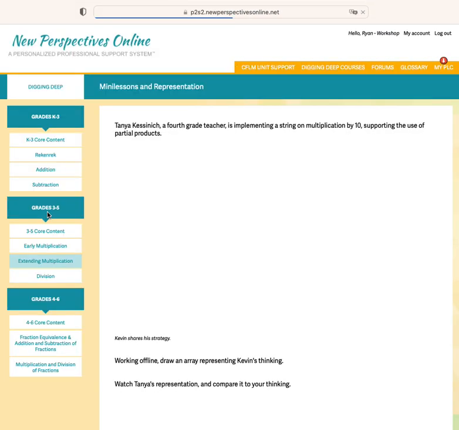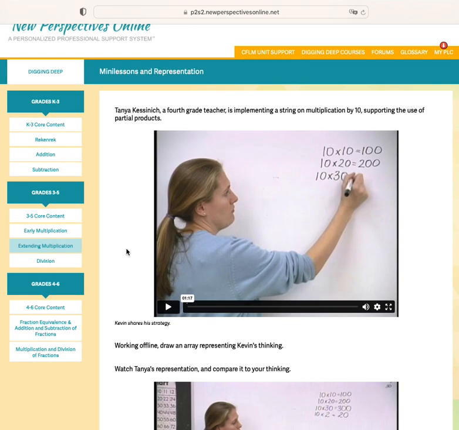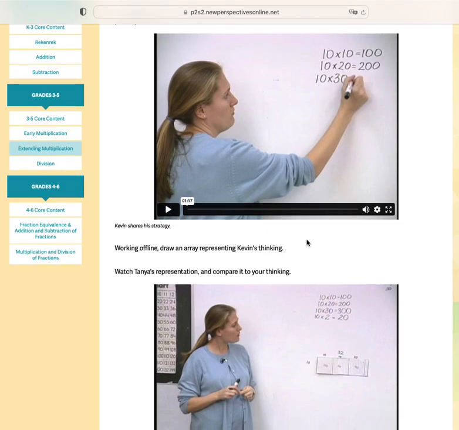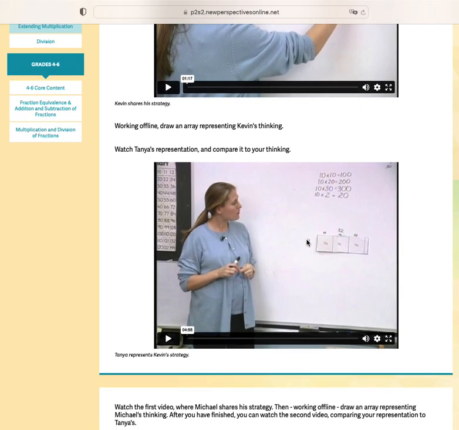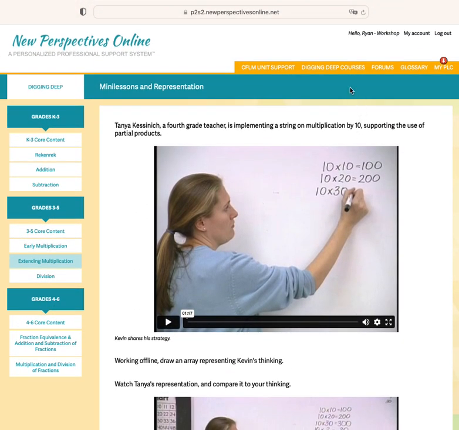As you look at these tabs over here on the left, you can go even further into the content. Say, for example, extending multiplication. You can see a teacher representing kids' thinking, and then you can represent that child's thinking and compare the way that you represented the child's thinking to the way the teacher represented the child's thinking. So this whole course is on using problem strings and how we represent kids' thinking on those most important models that we discussed.